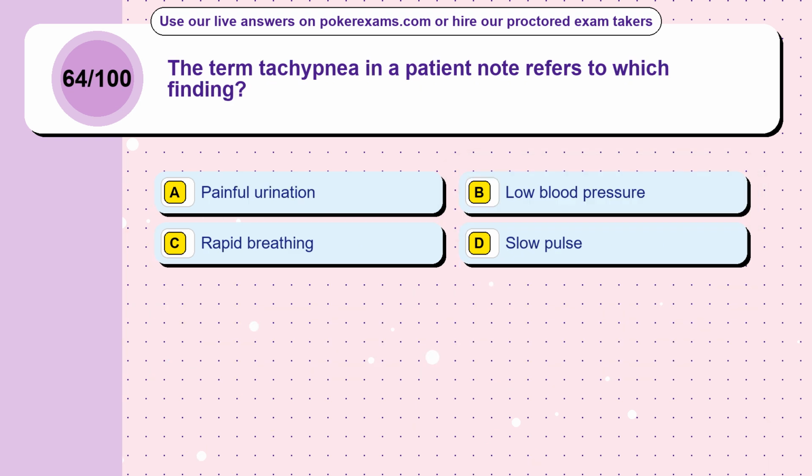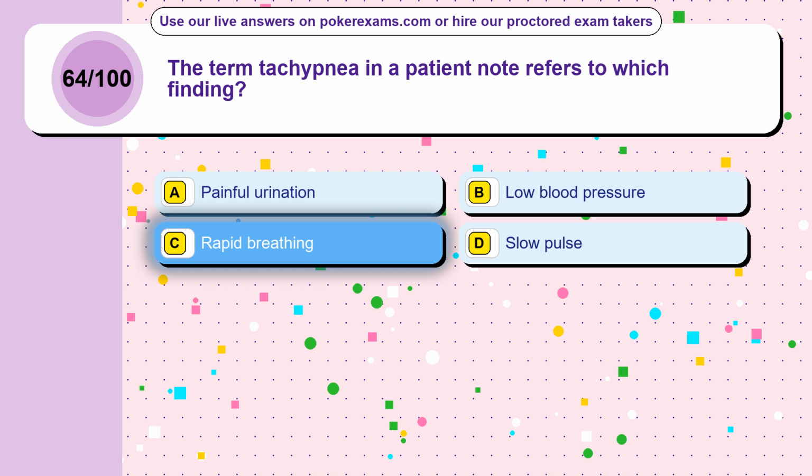Question 64. The term tachypnea in a patient note refers to which finding? Option A. Painful urination. Option B. Low blood pressure. Option C. Rapid breathing. Option D. Slow pulse. The correct answer is option C.